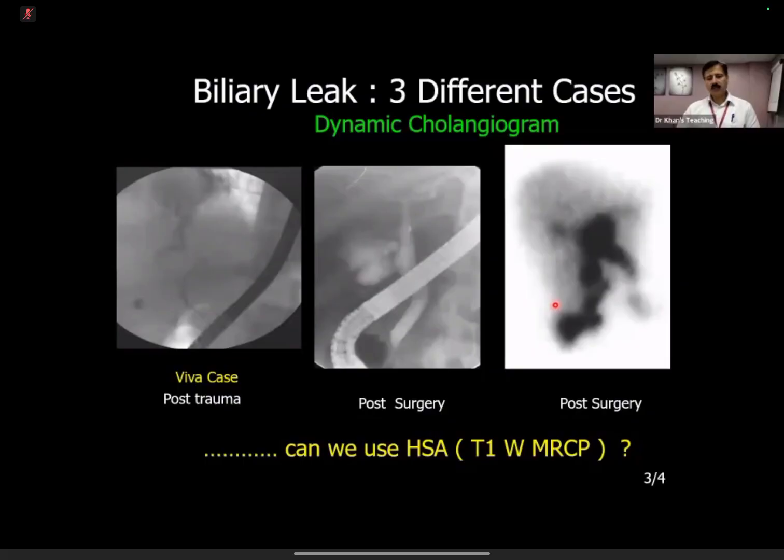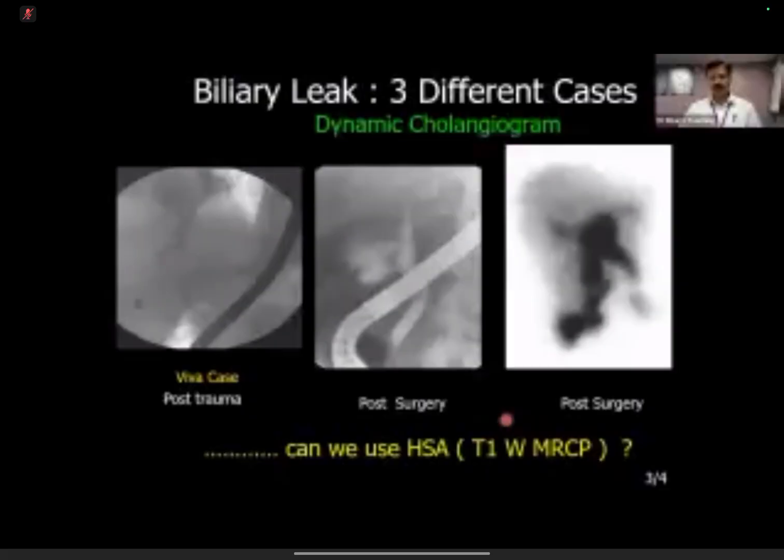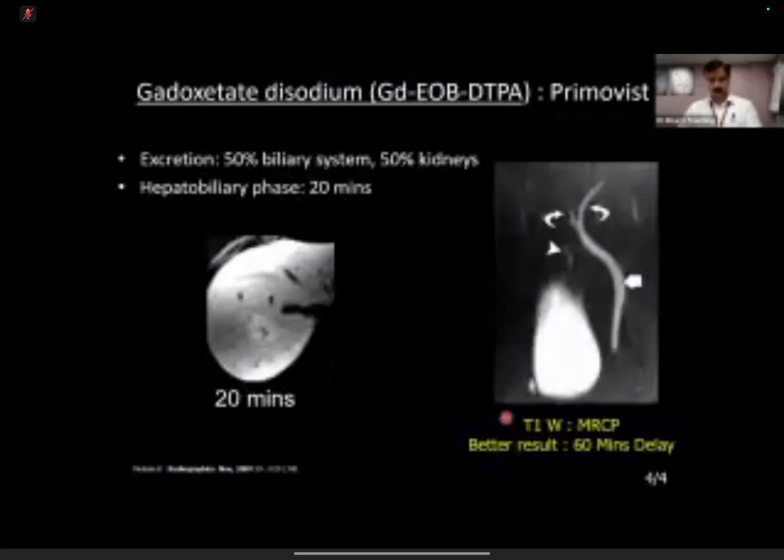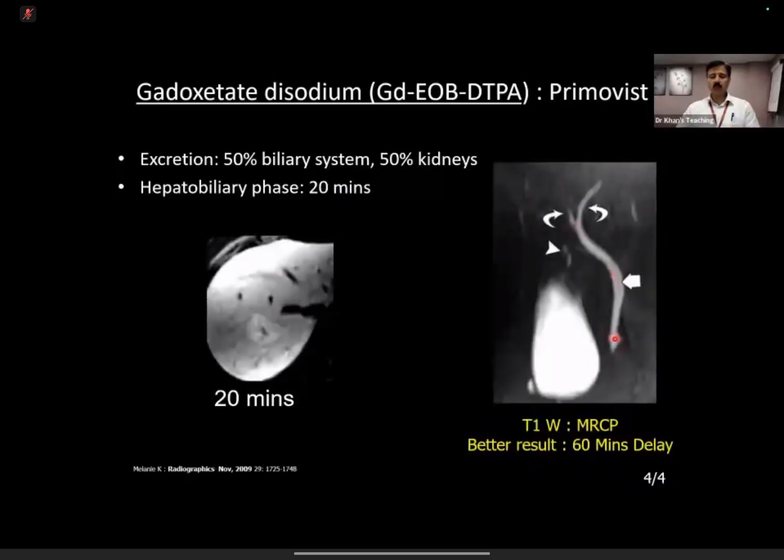But you can also use a new technique. And this is, I think, a distinction type of answer if you want, where you can do a T1 weighted MRCP with HSA, hepatobiliary specific contrast. What we do is, if you see here, go back to the basics, that 50% of it is excreted by the biliary system. So actually it will be excreted through the biliary system. And so this is the gallbladder.